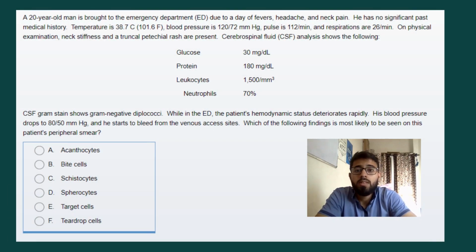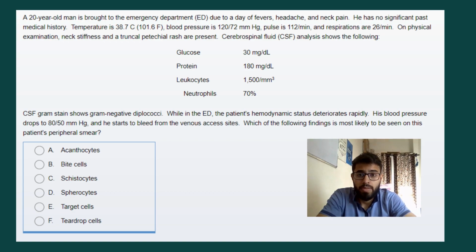So, the first question is that a 20-year-old man is brought to the emergency department due to a day of fevers, headache, and neck pain. No significant past medical history. You have been given the temperatures, fever is there, BP is normal, and pulse is slightly on the higher side. Respirations are also high. And on physical examination, you have neck stiffness and a truncal petechial rash. And you have been given the CSF findings as well.